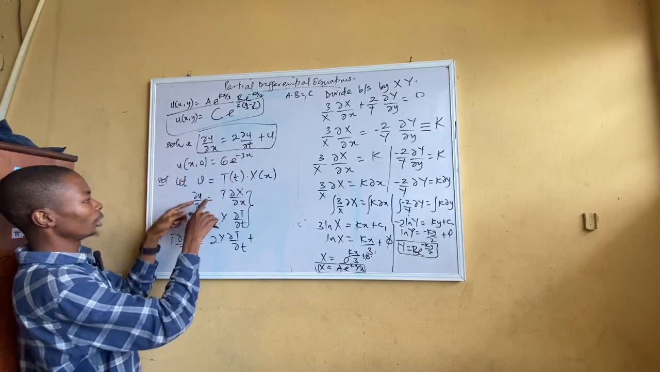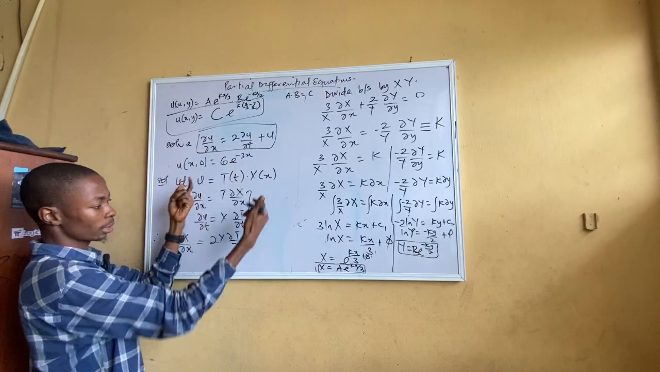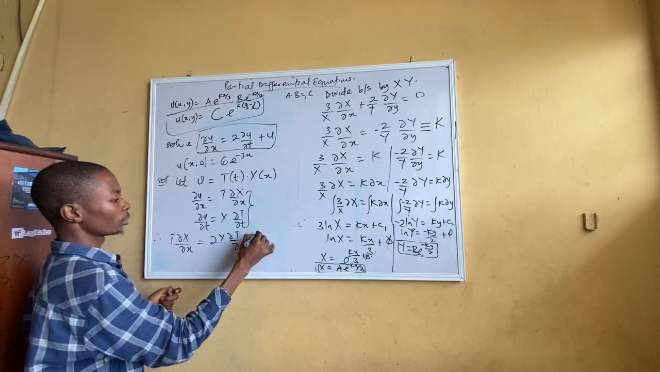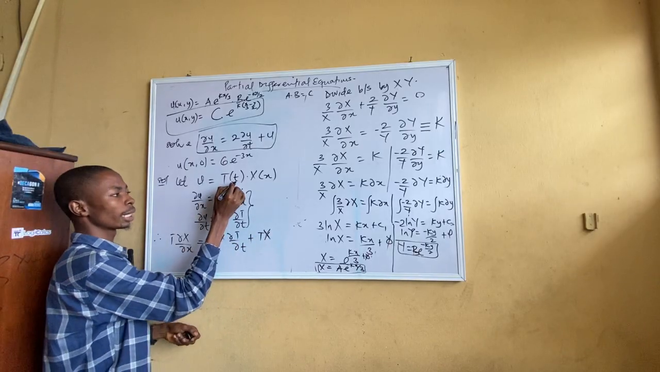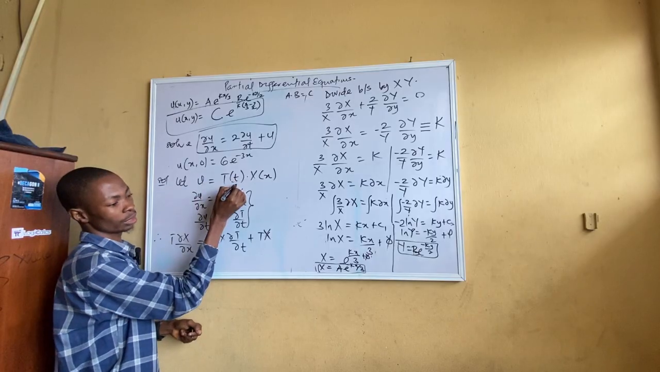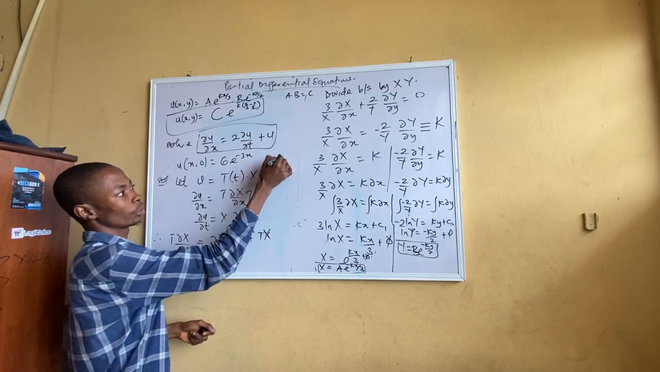What is u? u is Tx, or you say xt. So u is equal to, let's say, Tx. This is just telling us that this T is a function of t, and this X is also a function of x. You can just say Tx.